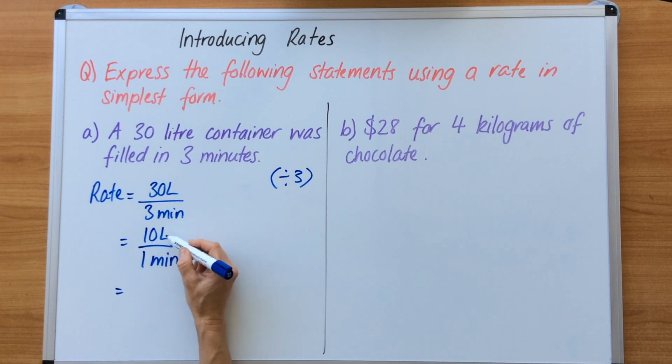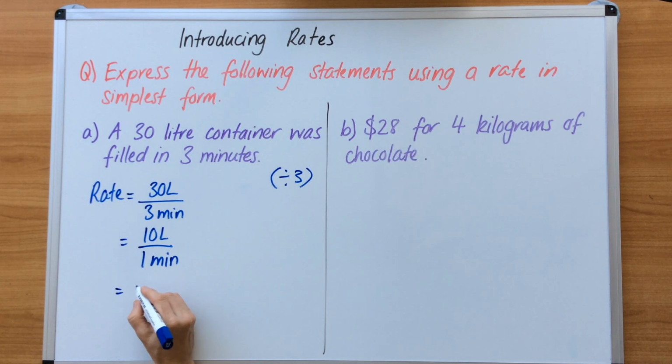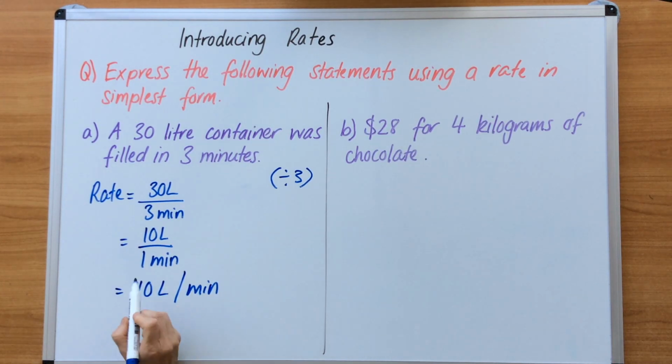We have got our 10 litres over 1 minute, and now we rewrite this. It looks like this: 10 litres per minute. We don't need to put the number 1 in there, we just bring it down to per minute. That assumes it's already 1 minute because no other number is written in front of it.